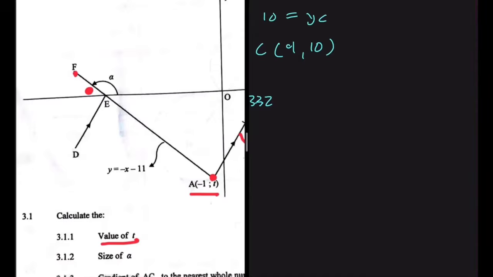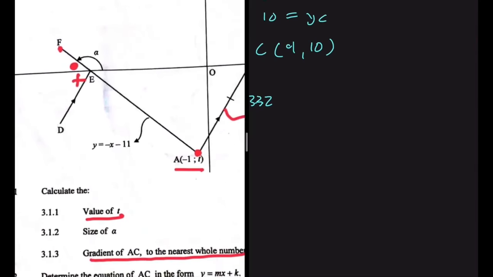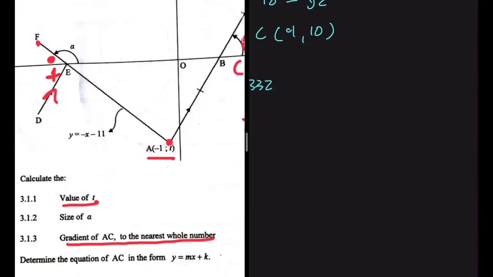Now let's look at this part. How can we find the size of that angle? That's what we have to think about now. We are told that the line DE is parallel to the line AB. If those lines are parallel, then that angle should be equal to this angle right here. They are corresponding angles, right?